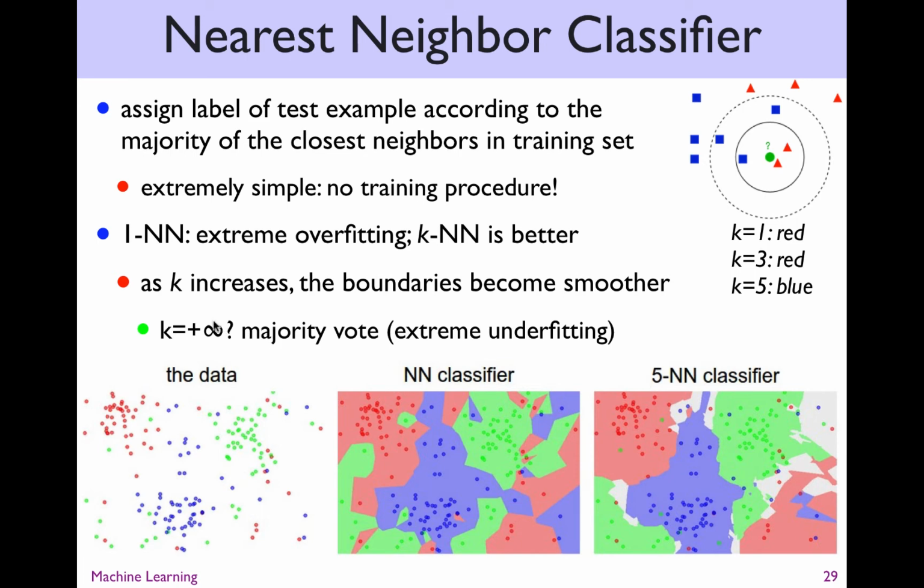As we said, as k increases, the boundary becomes smoother and smoother, but as we always say, as simple as possible, but not simpler. Think about what if k increases to infinity? Then you're just doing majority vote over all the training set. If in the training set the blue class is the majority, then every single test example will be labeled blue, regardless of where it is, regardless of what the nearest neighbor is. So that's the extreme case of underfitting. And the extreme case of overfitting is when k equals 1.